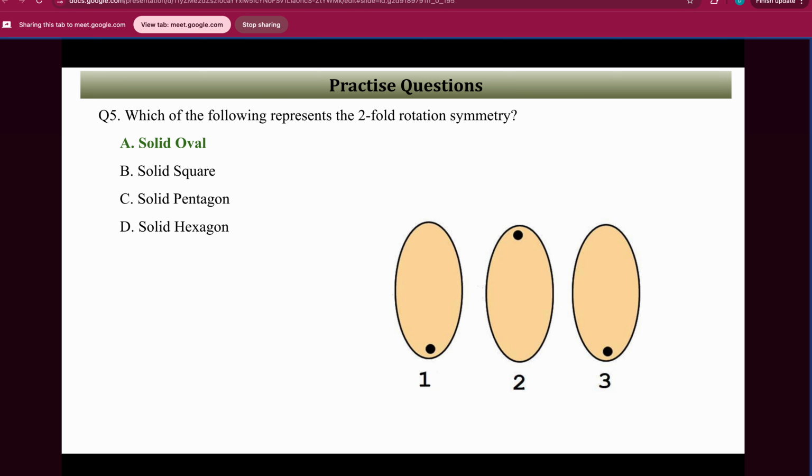We need the fourfold rotation, because after the fourfold rotations we will be able to get it back to its original form. So the solid oval is the right answer for this twofold rotation symmetry, and this is how, by rotating it by 180 degrees, it will come back to its original form.